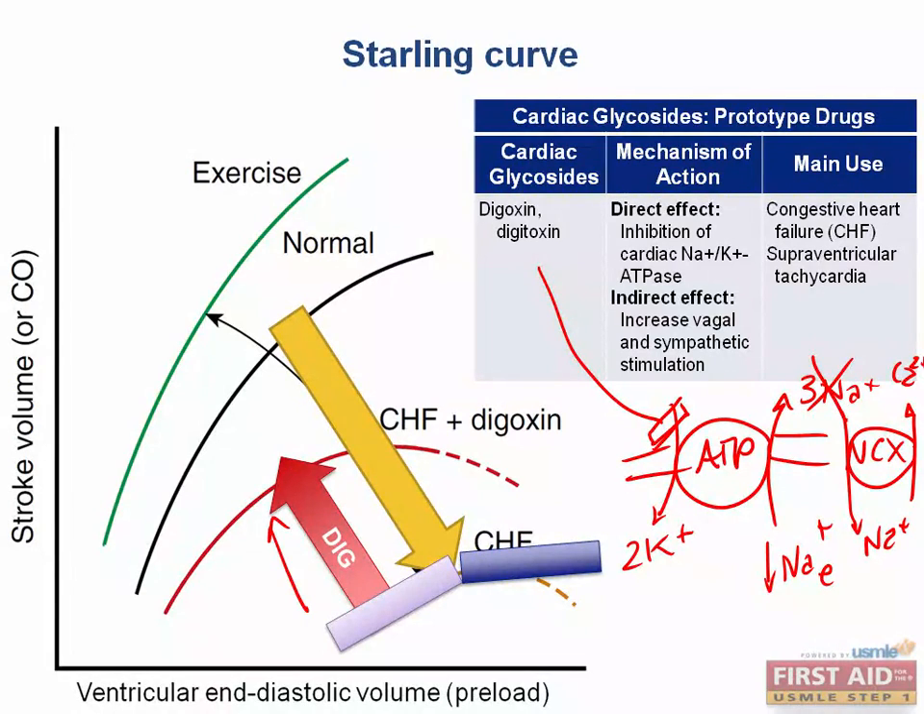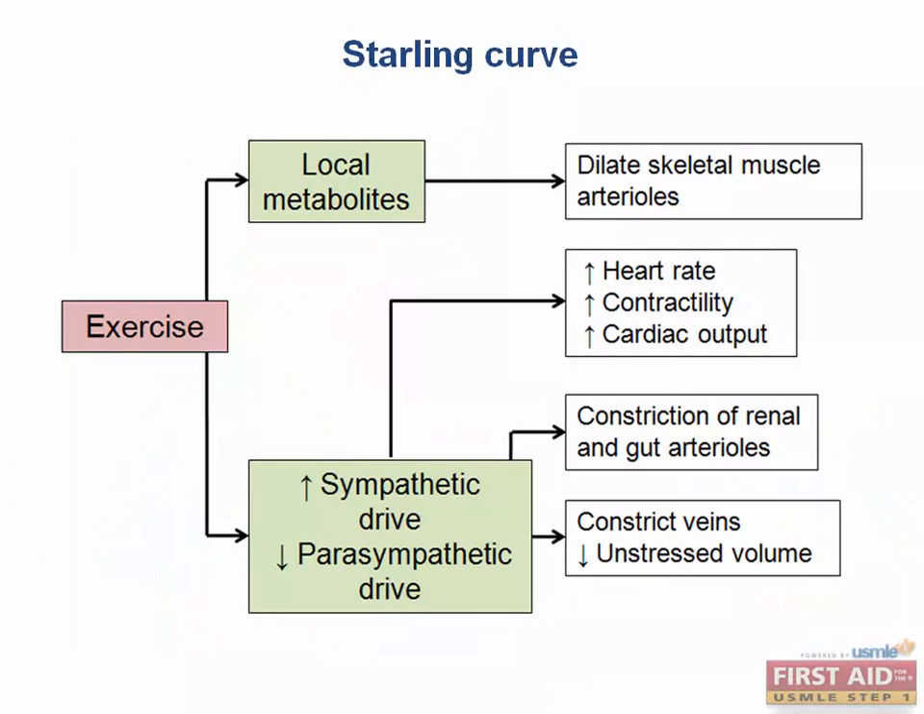It is not quite understood how digitalis causes an increase in parasympathetic tone to the SA node, but you better remember that it decreases the overall heart rate. Now, how does exercise cause a shift to the left of the entire curve?